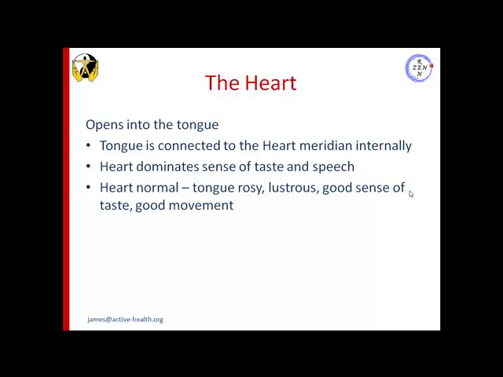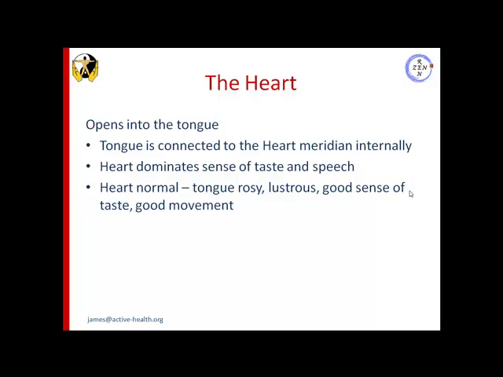The tongue is connected to the heart meridian interiorly, and via this connection the heart dominates the sense of taste and of speech. When the function of the heart is normal, the tongue will be rosy, moist and lustrous, and the sense of taste will be normal. The tongue will move freely.